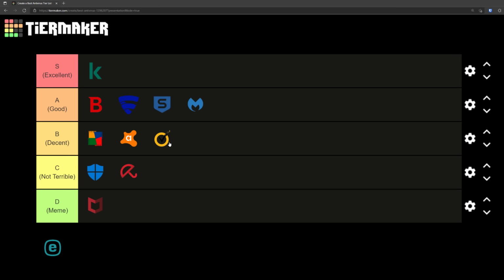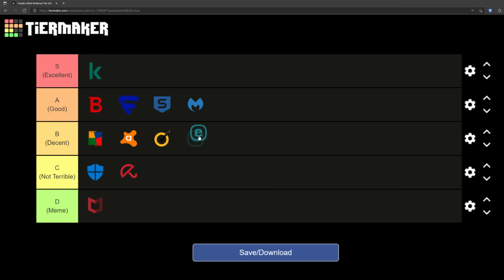I think it's an improvement on Windows Defender, but not as good as some of the products in the category above. Now, finally, we have ESET. And again, ESET, pretty solid detection engine, has some additional features like intrusion detection systems and behavioral blocking. Unfortunately, they're not as good as some of the products at the top, but at the same time, I would still consider it an improvement on the baseline protection of Windows Defender. So I'm going to put it in the decent category.